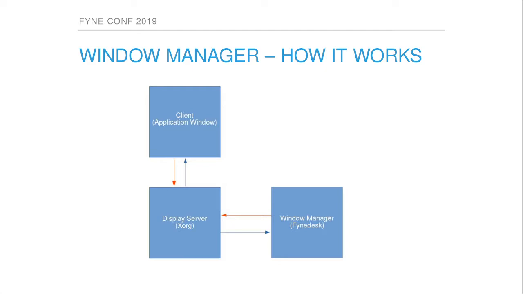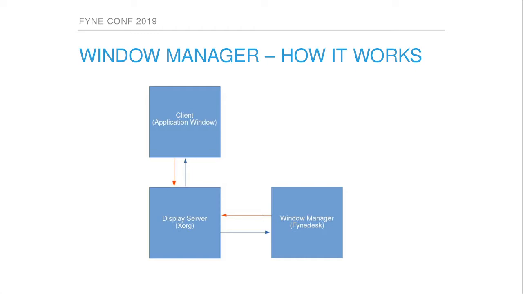So we've got some diagrams here that we'll go through. How the window manager works here. We have clients, which are application windows, Chrome, anything like that you open, Firefox, that's a client. That's an application window. And a client communicates to the display server, which in our case is Xorg. Xorg will then communicate to the window manager, which is FyneDesk. And it's two-way communication between all of that.